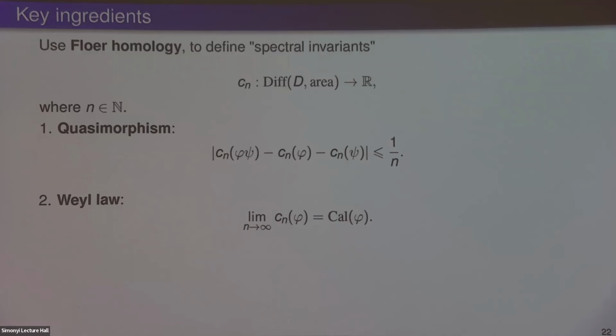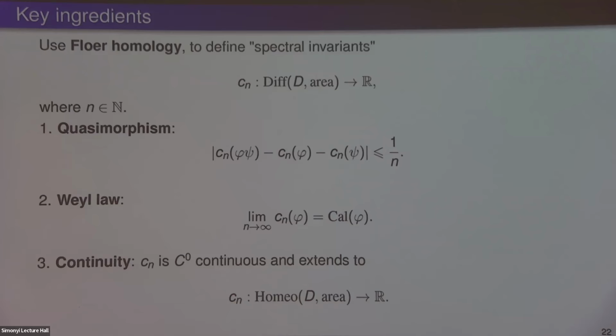Everything on the screen so far is about diffeos, so there must be something about homeos. Otherwise, I can't say anything about homeos, and that comes in the form of this last property. These invariants turn out to be continuous in the C0 topology, and we can extend them to area-preserving homeos of the disk. There were obstructions to constructing continuous homomorphisms, but there are no obstructions to constructing continuous quasimorphisms. This is proven with techniques from C0 symplectic geometry and surface dynamics.